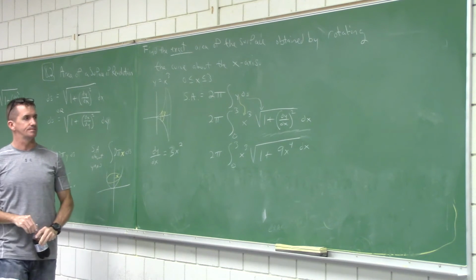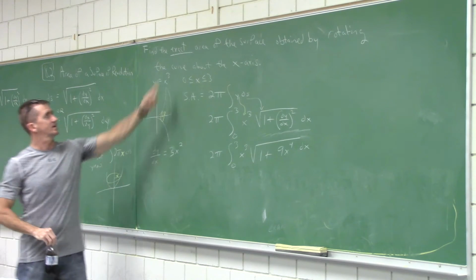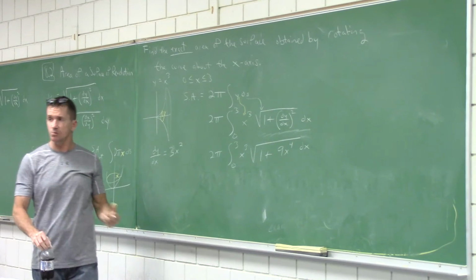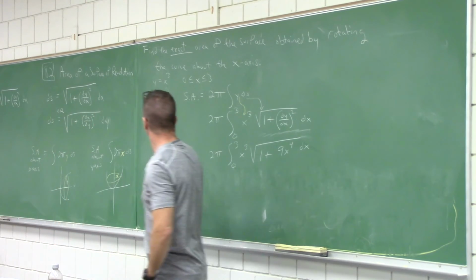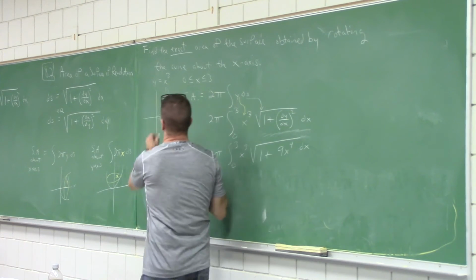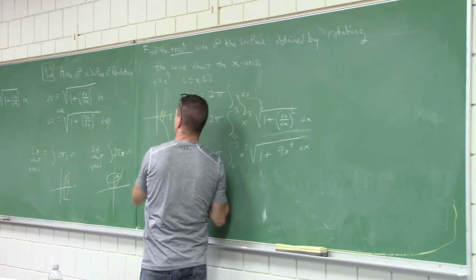That's just a u sub. I know they said exact, but we're just going to do a u sub here. Is that okay with this? So this will actually get us the surface area right here of this image: y equals x cubed, revolved about the x-axis, all the way out to x equals 3.